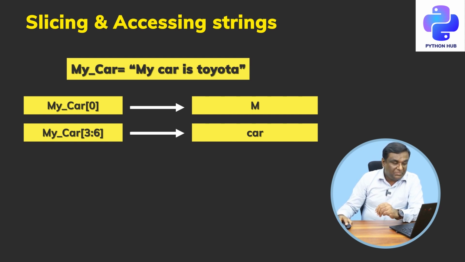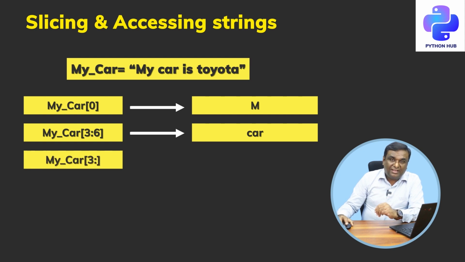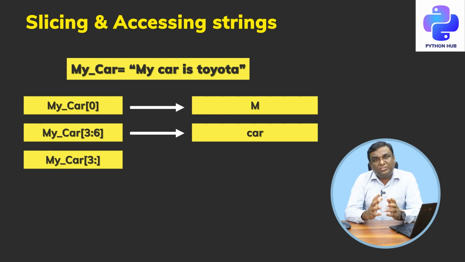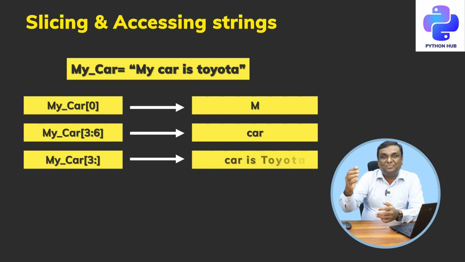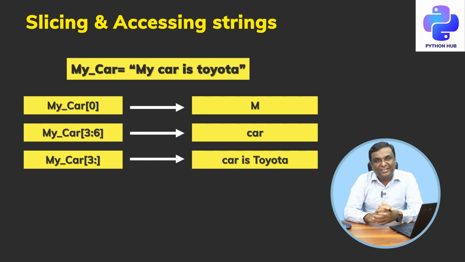Let's take one more example. my_car, I'm saying 3: without an end character. So what does it mean? If we don't have the end character, how is Python going to understand this and give you a result? Did you guess it? What could be the possible result? Yes, you are right. It starts from the third character and since we don't have the end character, it goes up to the end of the string. Like for example, here "car is Toyota". The complete string is returned right from the beginning of the third character.